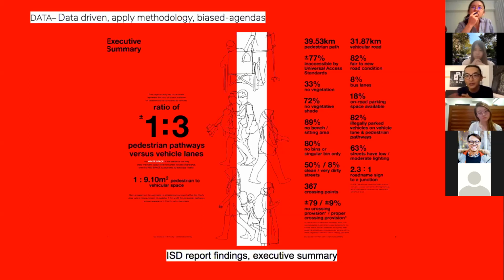And in comparison, there are about 32 kilometers of roads, and 80% of them are in fair to new road condition. So you can see how much money they actually spend on keeping the roads. And out of that, only 8% has bus lanes, and 18% has parking space. But 82% is illegally parked. So you can see our attitude and behavior is very, very bad. From this report, we start to paint a very clear picture of KL, and you can straight away understand why it is a D- city.